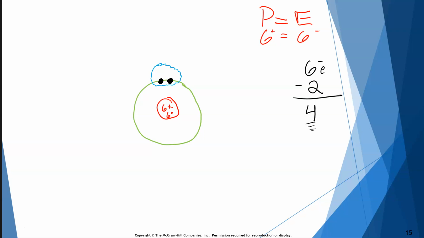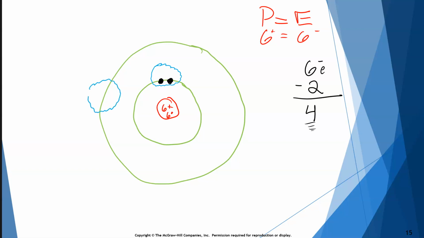All right, let's do our second shell. So ask yourself, how many orbitals is in our second shell? The answer is 4. So I'm going to draw the little cloud so you can clearly see what's happening here. Okay, so now we have 4 electrons.